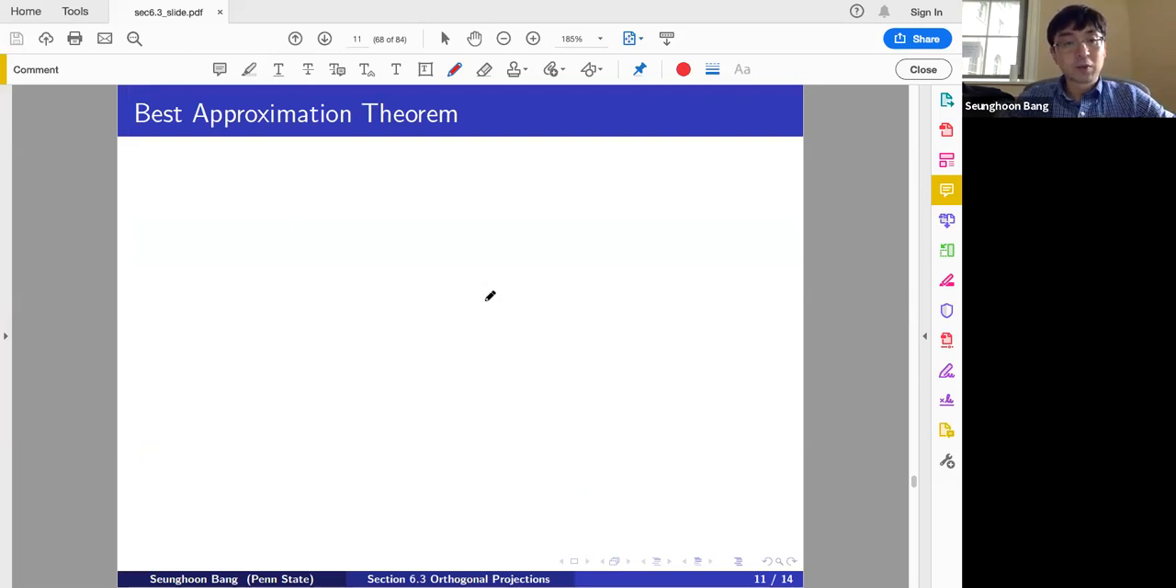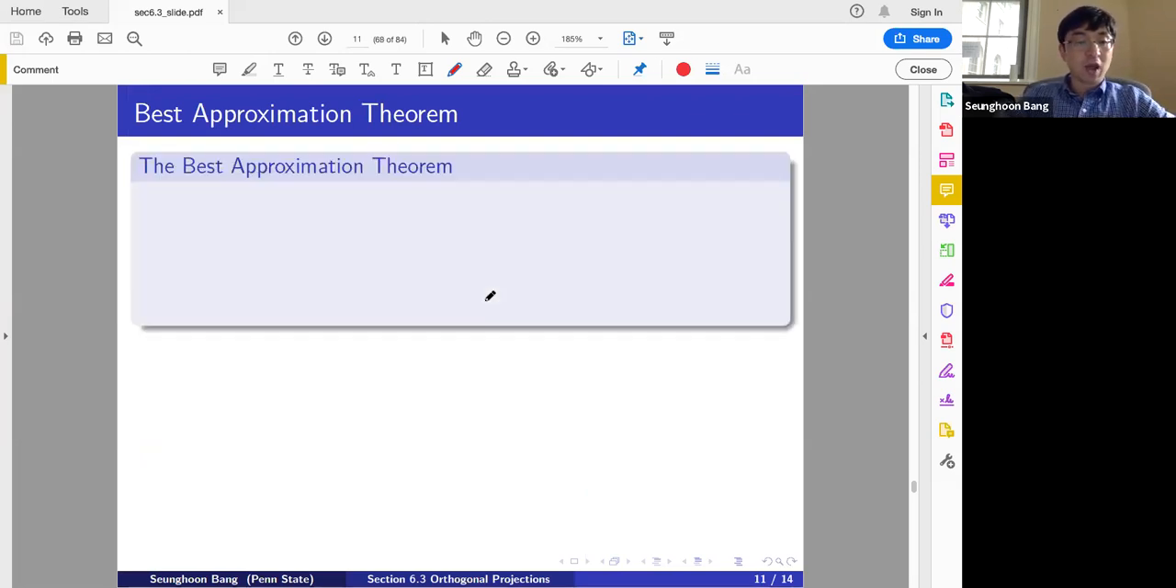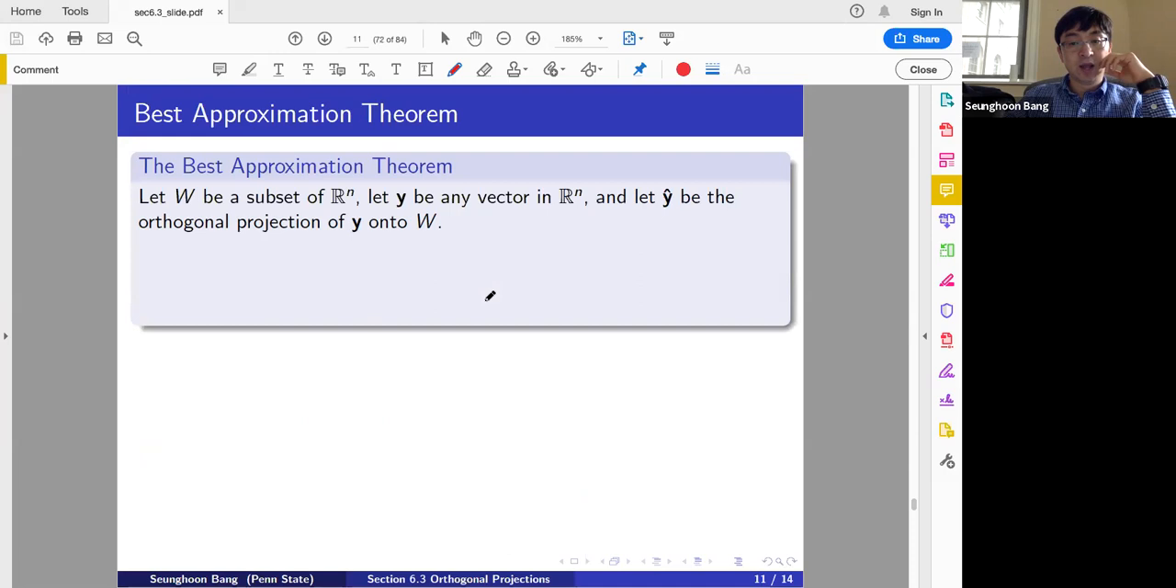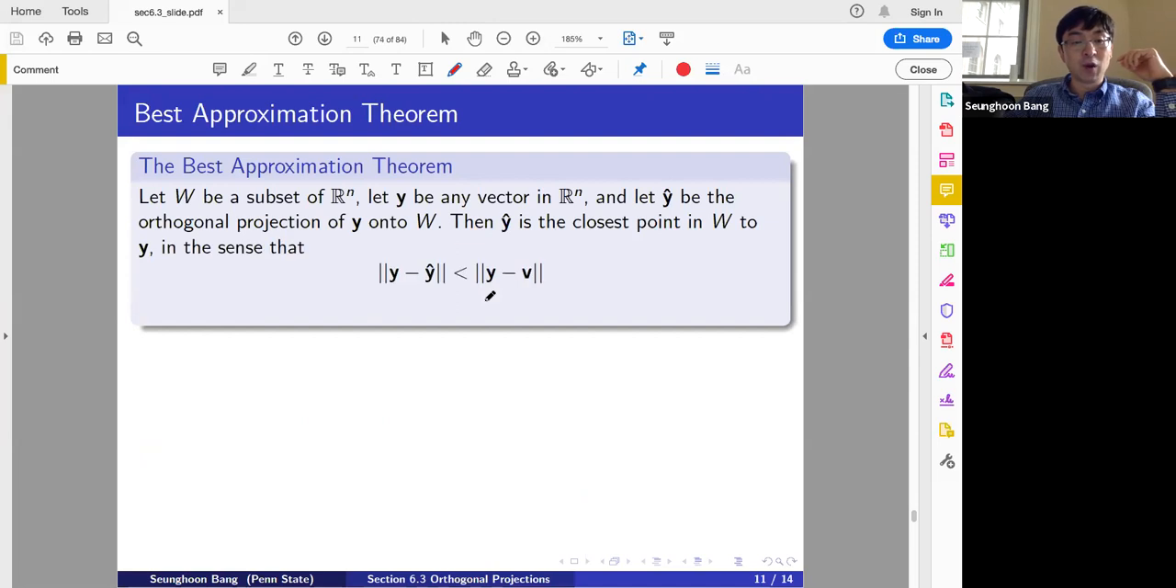Here, the best approximation theorem. Let W be a subspace of Rn. Let y be any vector in Rn. Let y hat be the orthogonal projection of y onto W. The y hat is the closest point in W to y, in the sense that the norm of y minus y hat is less than the norm of y minus any vector v, for all v in W distinct from y hat.